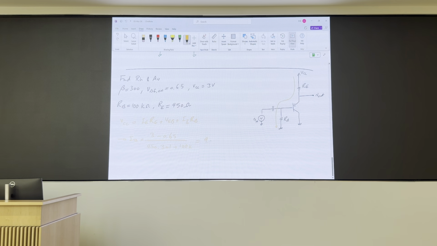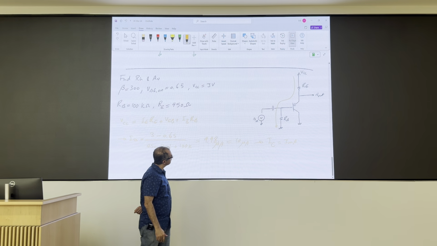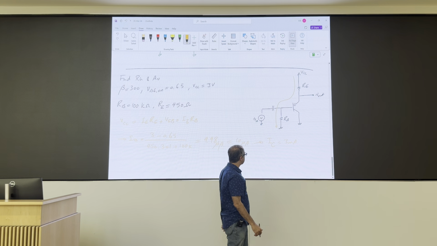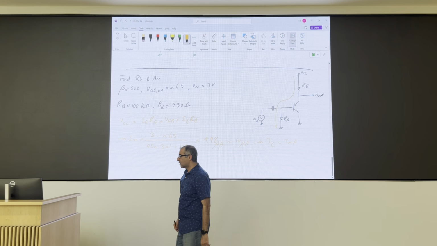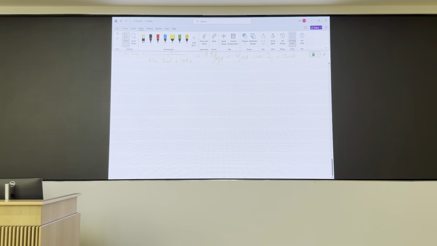This is 9.98 microns, so 10 microns. Right? And then from here, IC is going to be 3 milliamps. And you can check that the device is working. Now, for all the gain and everything else, we need to draw the small signal.